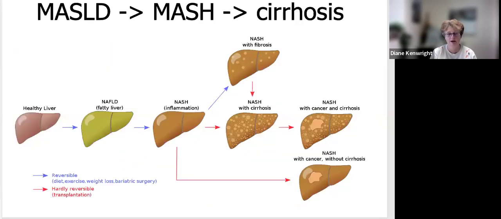Here is another diagram. So someone with a healthy liver then develops, they haven't updated the terminology in this picture, MASLD, metabolic abnormal steatotic liver disease, which then becomes inflamed, then can go to cirrhosis, and then can develop all the complications of cirrhosis, like hepatocellular carcinoma.